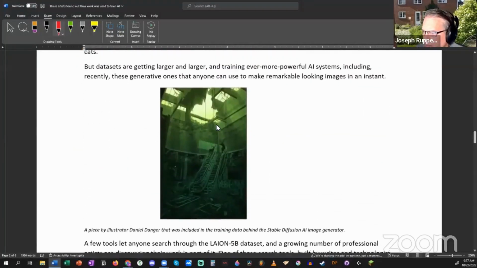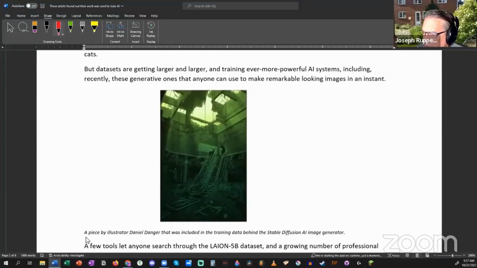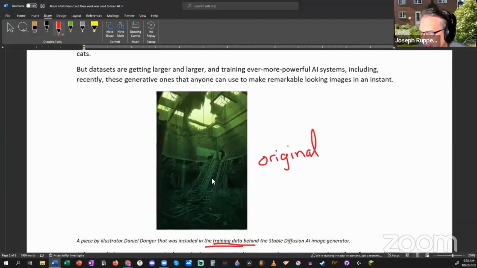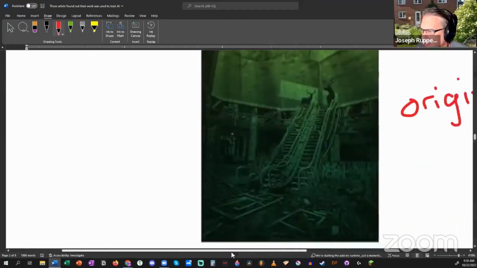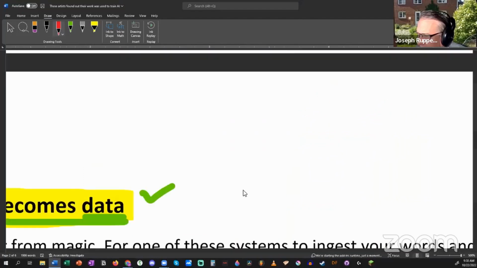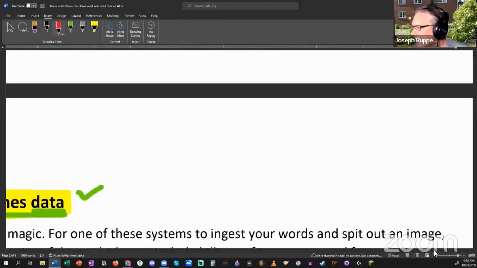Let's see, what is this? A piece by illustrator Daniel Danger that was included in the training data behind the Stable Diffusion AI image generator. So what, this is original? Okay, so this is an example. So this is an original that was used to train the AI. I guess so. I can't really see the quality of this. All right, fine.